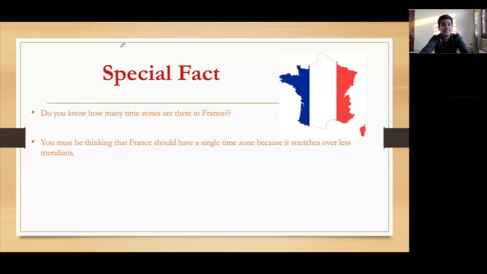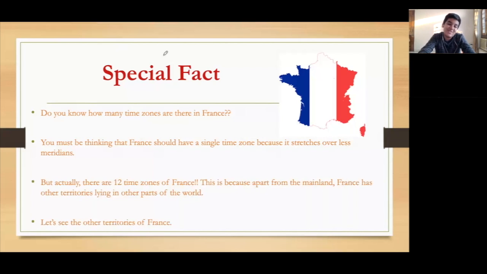Now, one special fact. Do you know how many time zones there are in France? There is only 1 time zone. Wait, you will be surprised right now. 12 time zones of France. Let us see why.